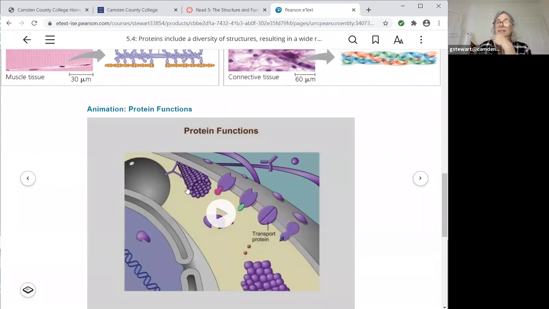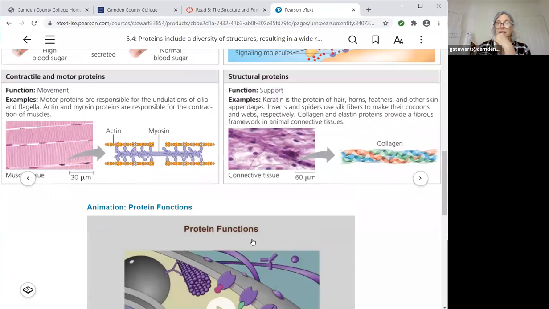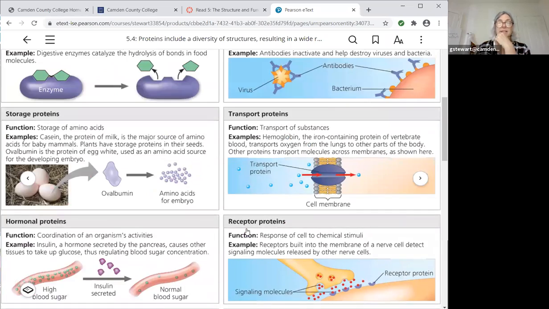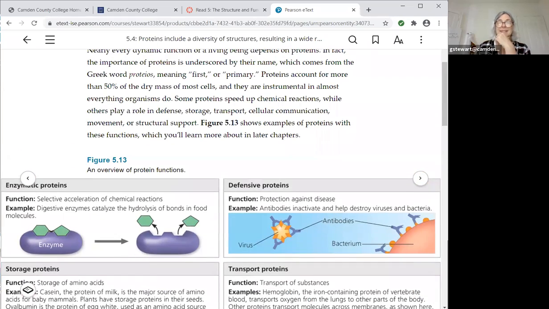So this little video is actually quite good. It goes through and shows you inside a cell the different functions of proteins. And I realize this makes less sense now because you don't know that much about cells yet. It will make more sense later, after we start going through cells and getting things a little more complicated.